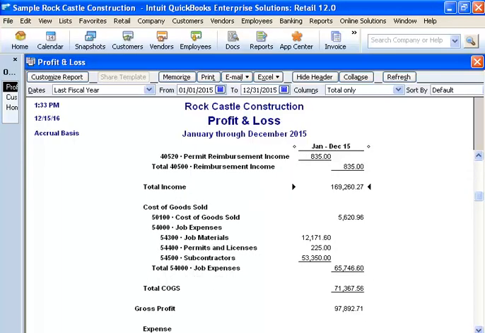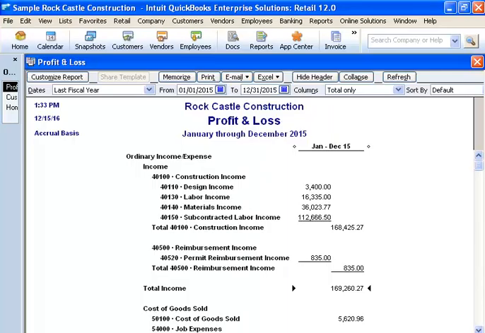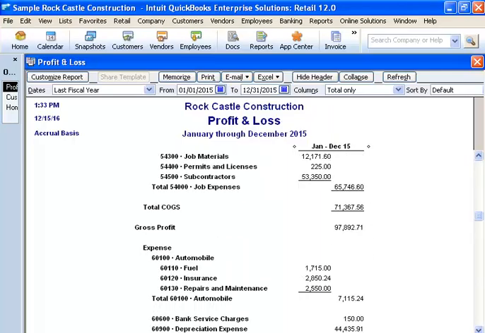From that, you now have the next section, which is your cost of goods sold, and these are the costs directly related to producing your product. In this particular case, it's a construction company, so they have a general category: job materials, permits, licenses, subcontractors, whatever goes directly into producing your product or service. And it comes up with a number that's called gross profit. Gross profit is nothing more than your total income minus your cost of goods sold.